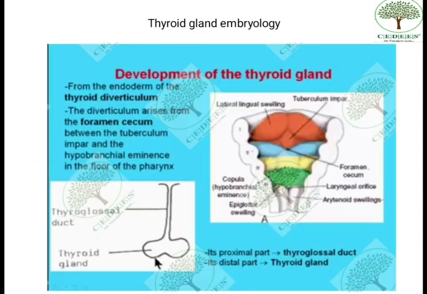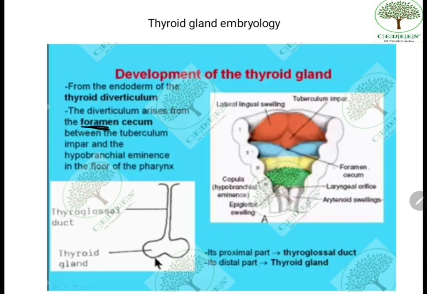Now, I was asked a question about what is the embryology of the thyroid gland. Now, two things to keep in mind. First thing is that our thyroid gland is going to form at the base of the tongue and then migrate downwards and end in the neck. This is something you all are aware of. So where does it arise from?